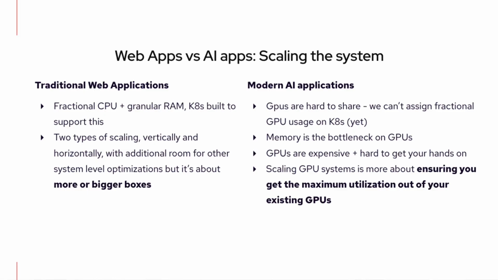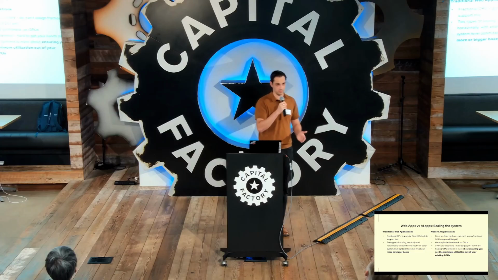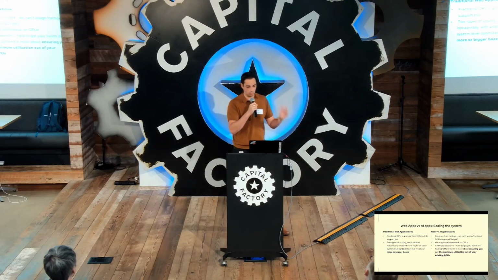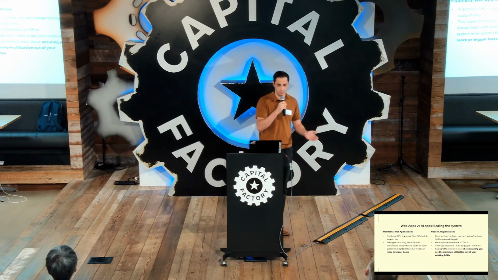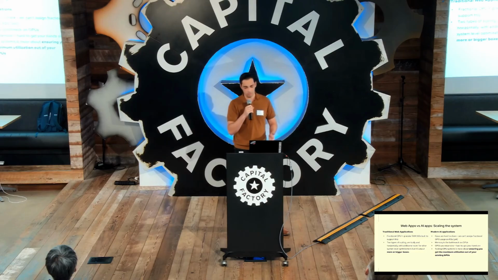Gotcha, thank you. So the final category that we're going to compare for the 2 application profiles is in terms of the scalability of the system. Kubernetes was built to scale CPU-based applications. RAM is very granular. You can go as little or as much as you want, and CPU is fractional. So this is very native to us.